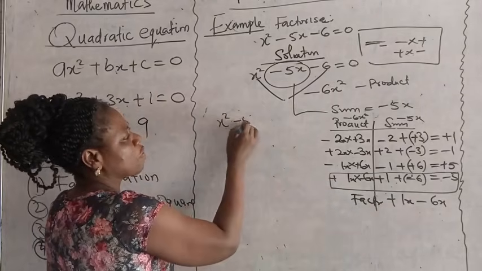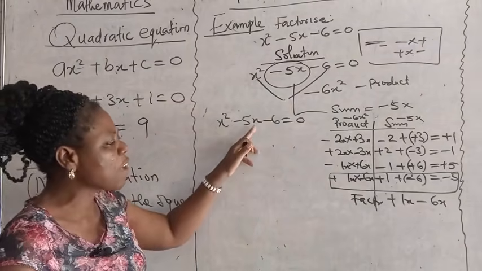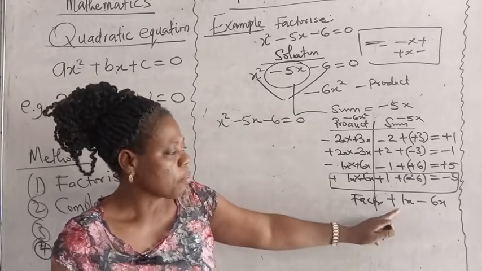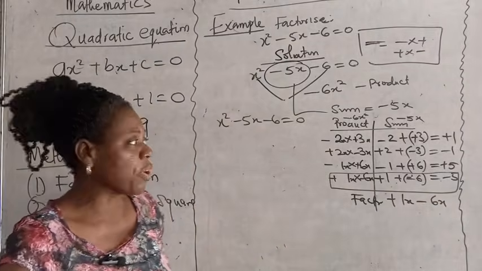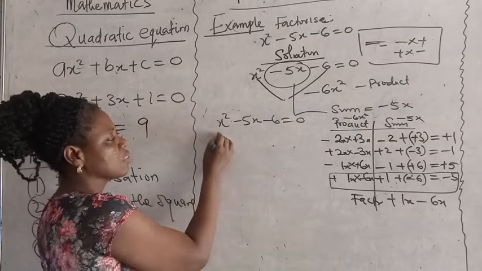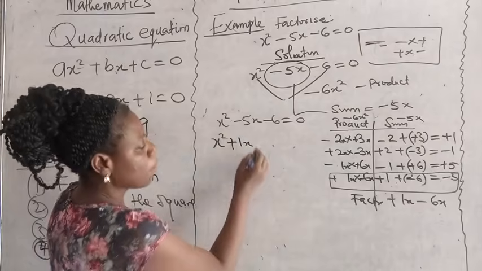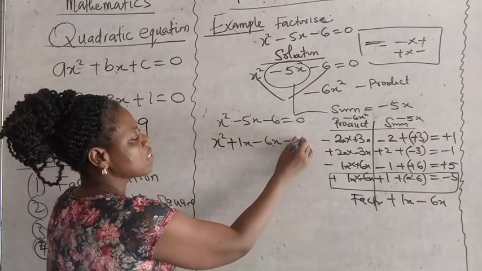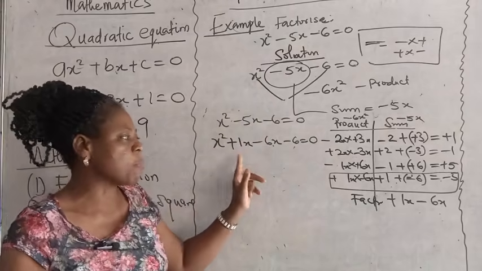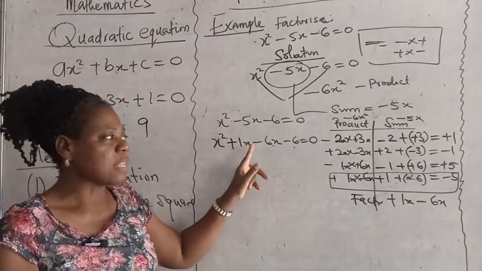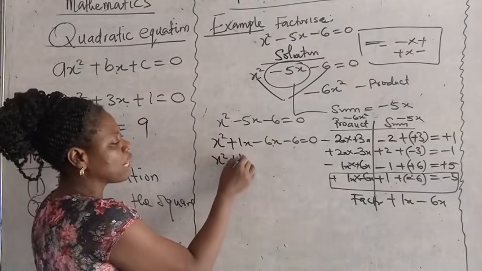x squared minus 5x minus 6 equals 0. So wherever I see minus 5x, what will come in? Plus 1x minus 6x. Are we following? So let's substitute that: x squared plus 1x minus 6x minus 6 equals 0. Did you get that? Minus 5x has been replaced by plus 1x minus 6x.